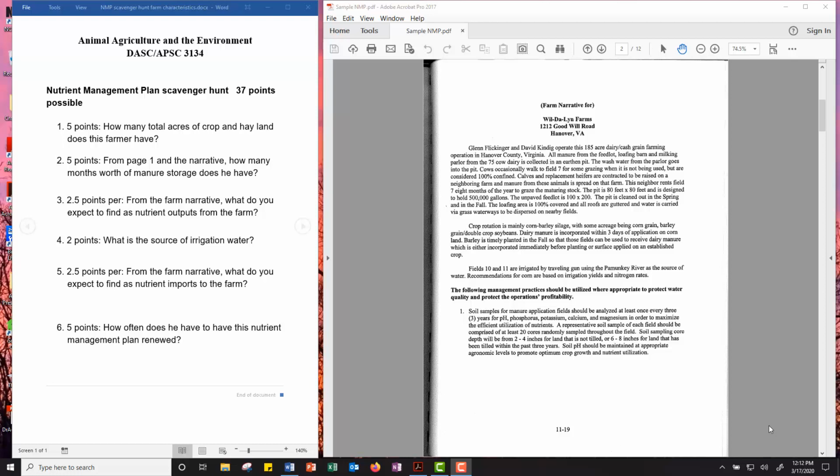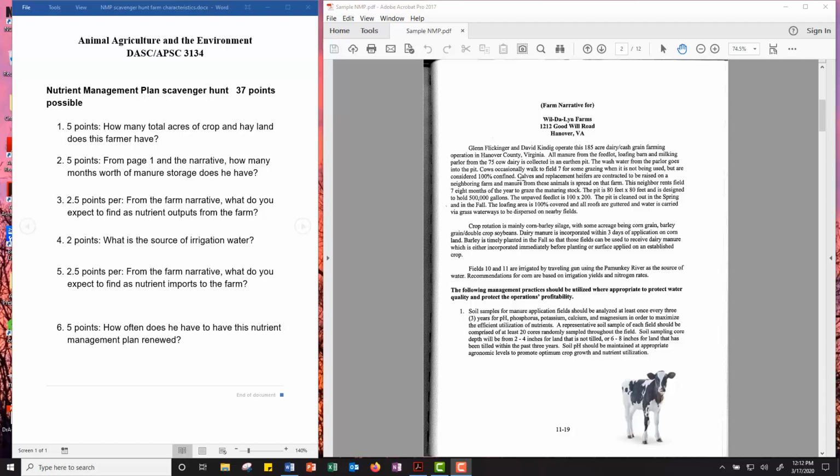And so let's just read through the farm narrative. All manure is collected, they graze, but are considered 100% confined. Calves and replacement heifers are contracted to be raised on a neighboring farm. So one of the nutrient outputs is going to be literally those calves when they leave the farm and go to the neighbor's farm. Remember that when we are talking about nutrient inputs and nutrient outputs, we're talking about things that cross the farm boundary.